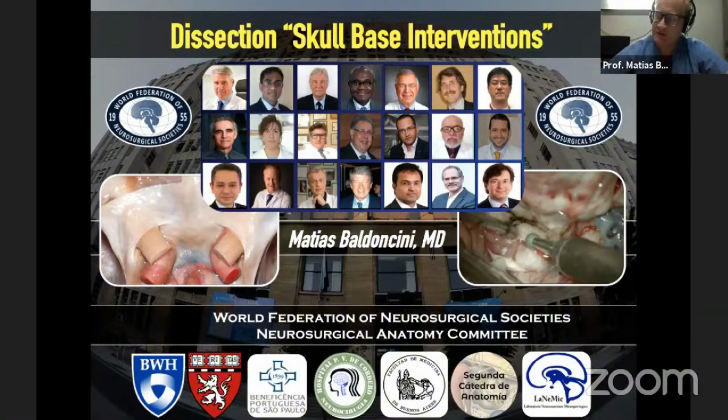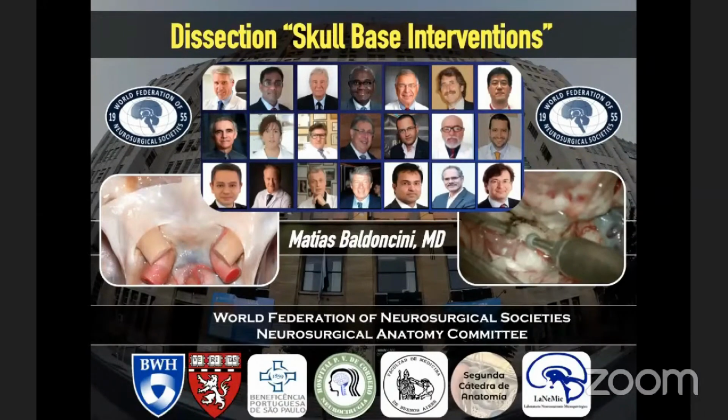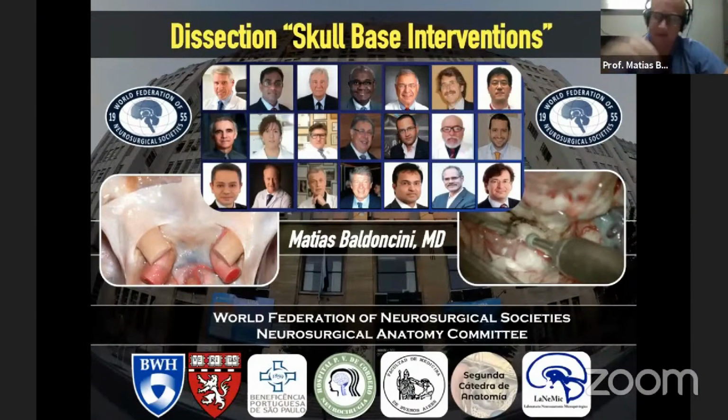I will try to describe some important segments of this anterior, medial, and posterior skull base, especially focused for neurosurgeons in training, for residents of neurosurgery. It is very important to work on this skull base structure in the laboratory first, and then with our patients, in order to approach some complex skull base lesions like tumors or complex vascular aneurysms.